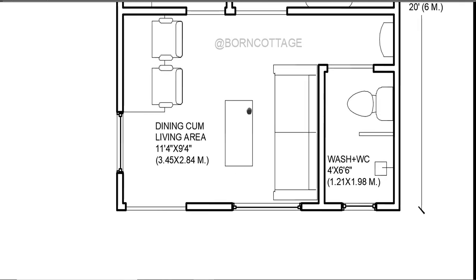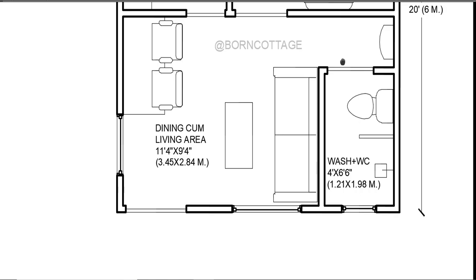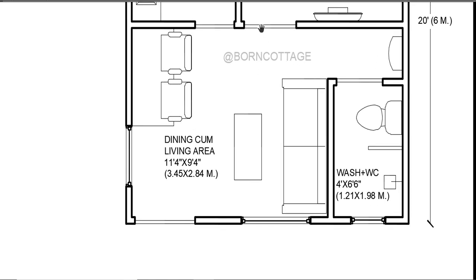After that we'll go on right side. We have a common use washroom plus water closet here. The size of the washroom is 4 feet into 6 feet 6 inches, in meter 1.21 into 1.98 meter. You can see here the water closet and shower area both separate, and also we have a wash basin here. After that we'll go inside.